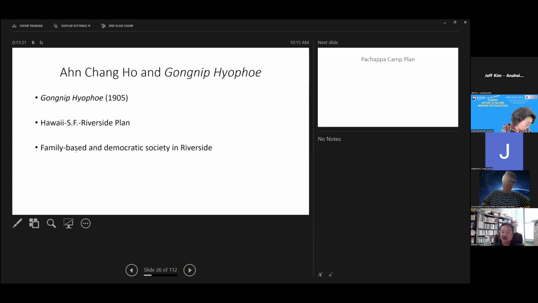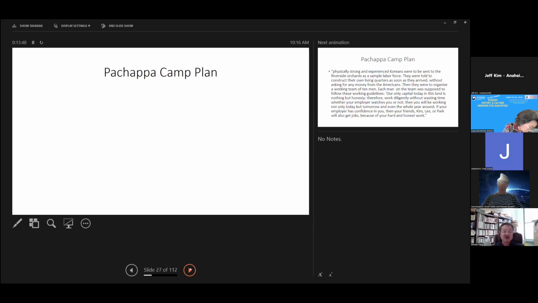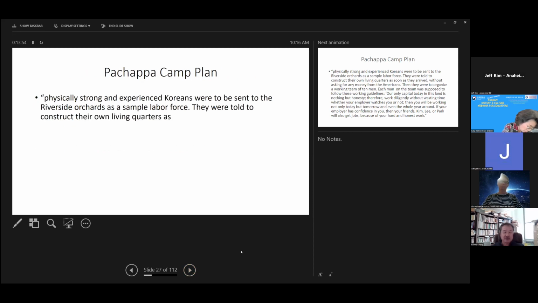90% of the residents of Chinatown and Manila Town were bachelors, young single men, because of immigration law. Immigration law prohibited immigration of Asian women. But Pachappa camp was different, which was remarkable. And Ahn Chang-ho devised a so-called Pachappa camp plan.